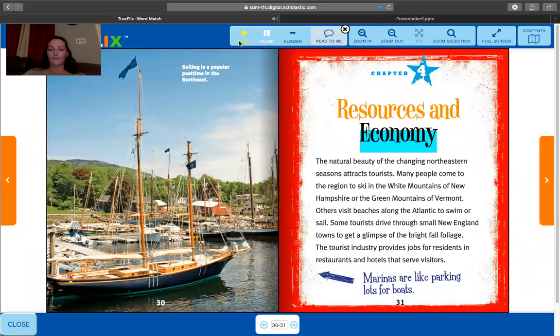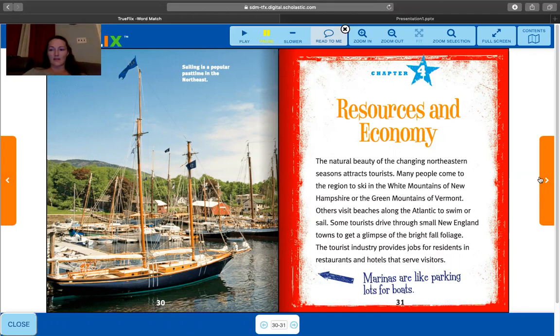Resources and economy. The natural beauty of the changing northeastern seasons attracts tourists. Many people come to the region to ski in the White Mountains of New Hampshire or the Green Mountains of Vermont. Others visit beaches along the Atlantic to swim or sail. Some tourists drive through small New England towns to get a glimpse of the bright fall foliage. The tourist industry provides jobs for residents in restaurants and hotels that serve visitors.